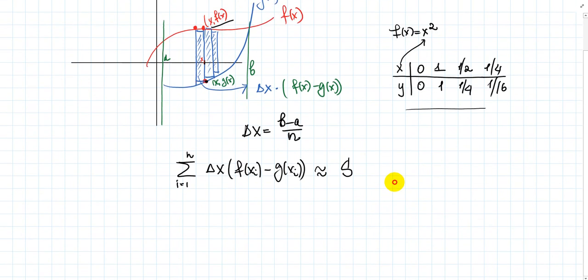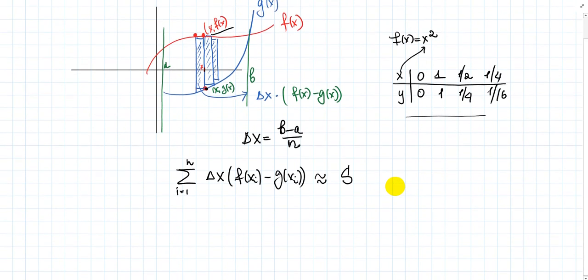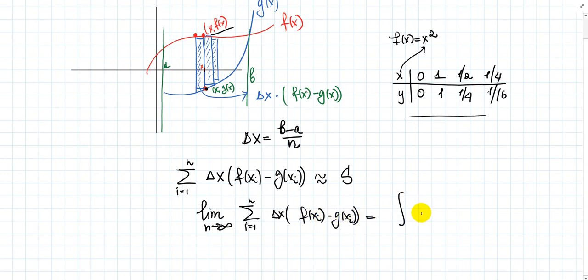What I need to do in order to get this area more precisely, I need to increase the number of the partitions, right? So if I increase the n until infinity, so I will take a lot of rectangles, then this summation, i goes from 1 to n, delta x, f of xi minus g of xi, becomes the integration of f of x minus g of x multiplied by dx from a to b, okay?